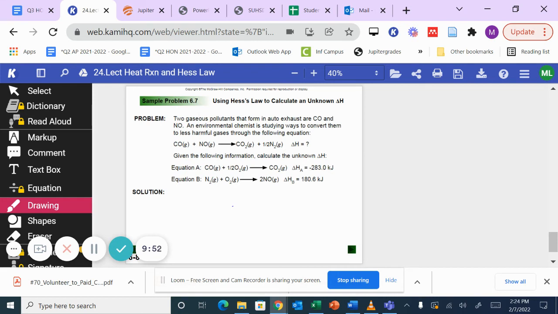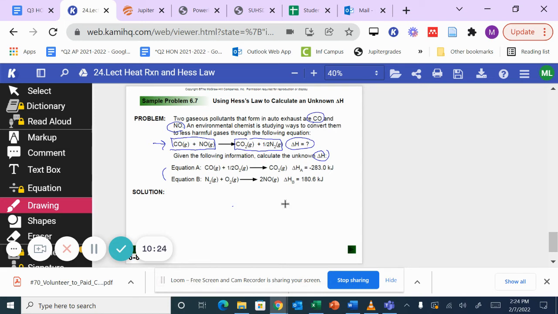Okay, so it says 2 gaseous pollutants that form in auto exhaust are CO, carbon monoxide, and nitrogen monoxide. So these two right here become these two products. They're looking for the delta H of the reaction. It says, given the following information, calculate the unknown delta H. They want to know this right here. And these two equations, if I can add up equation A and B to become this one, then I can add up the delta H's as well.